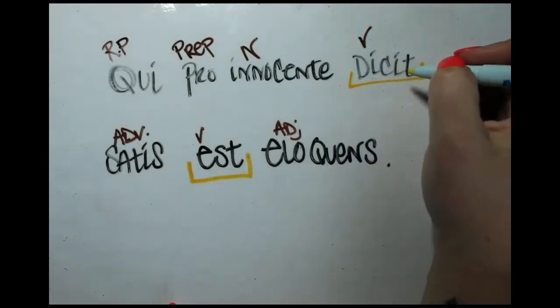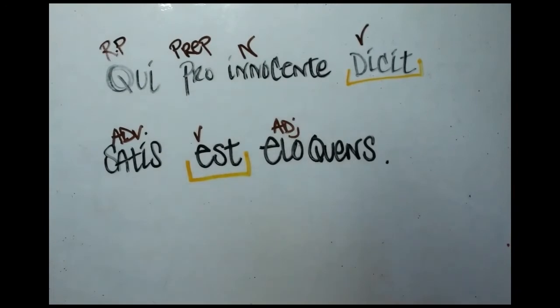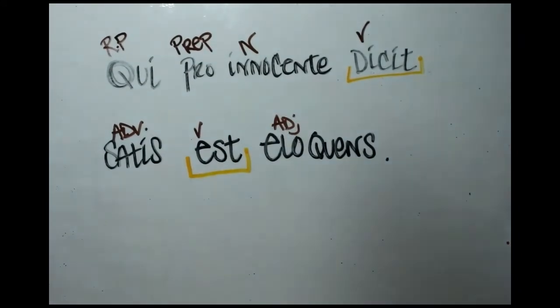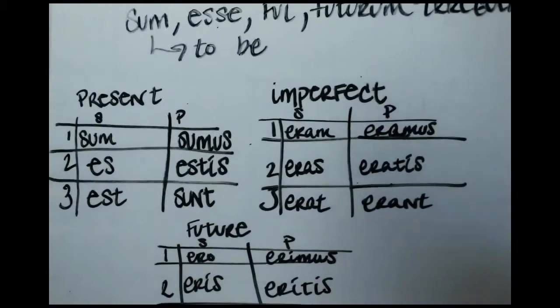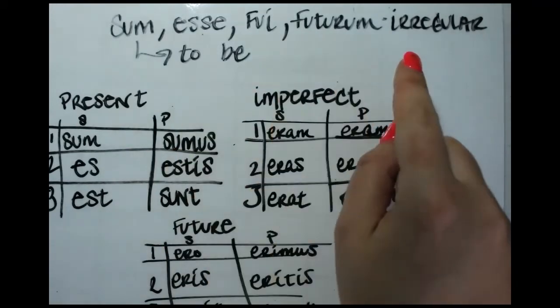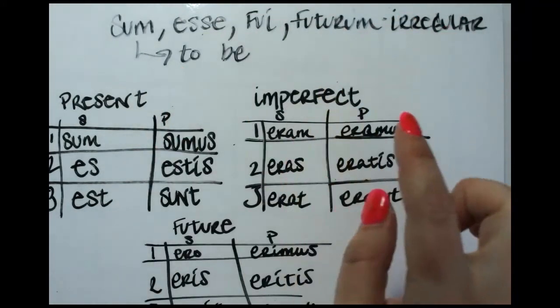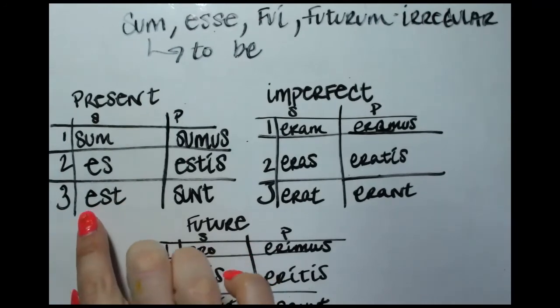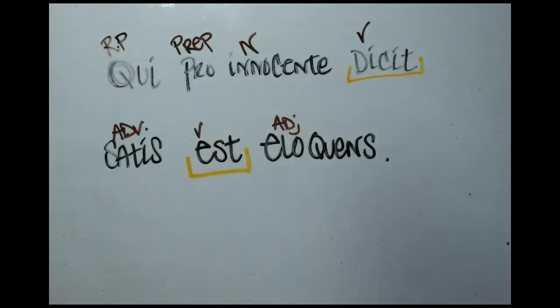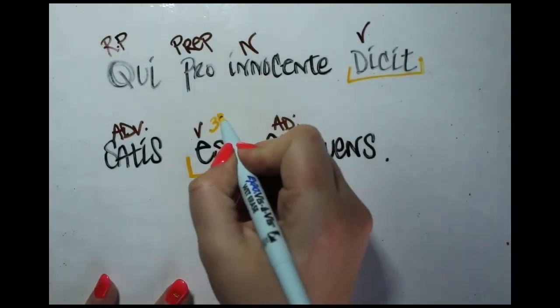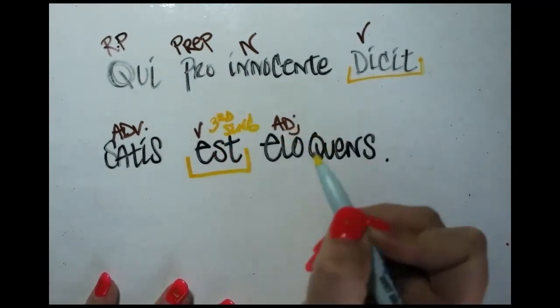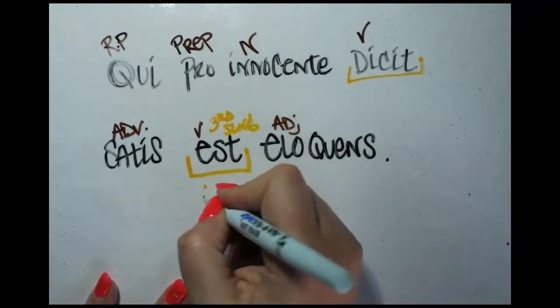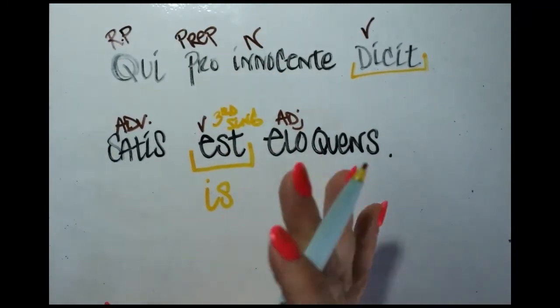Okay, so we're familiar with sum, esse here, or with est here, because it is a form of sum, esse, which we have conjugated many times. So sum, esse, fui, futurum, it's an irregular, it means to be. This form, est, is third person singular in the present tense. So we know we've got a present tense and a third person singular. So our subject here is third person singular. So it is something: he, she, it is.